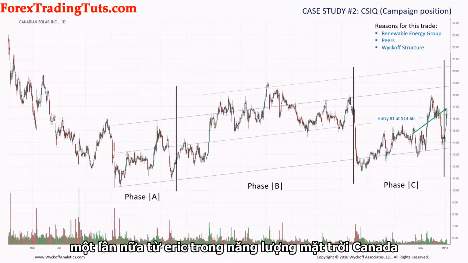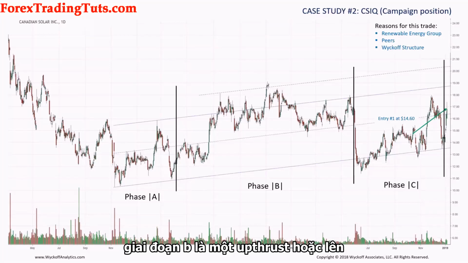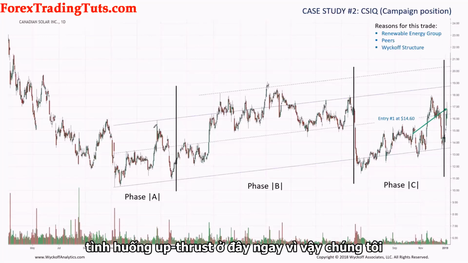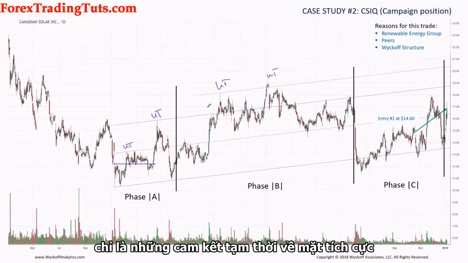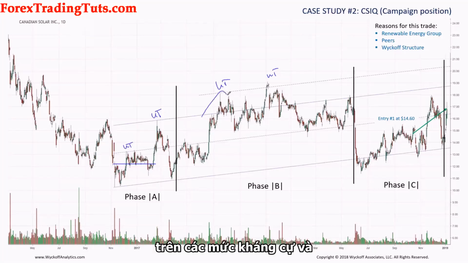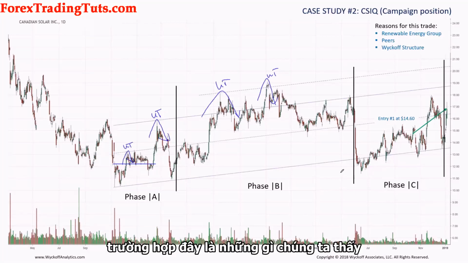And then again from Eric, in Canadian Solar Phase B, is that an upthrust or upthrust action, and what's the difference? Well, yes, we definitely have multiple upthrust situations here, right? We have a first upthrust here, another upthrust here, another upthrust, another upthrust. So what are upthrusts? Upthrusts are just temporary commitments to the upside above the levels of resistance, and then almost instant return back under that resistance. We're seeing that in all of the cases. The price commits temporarily and then comes back under the resistance almost instantly.